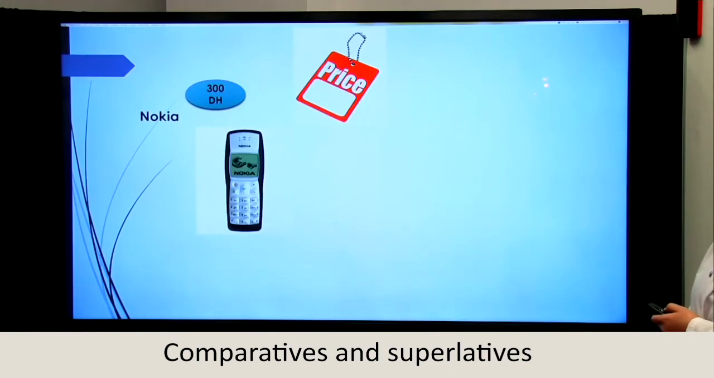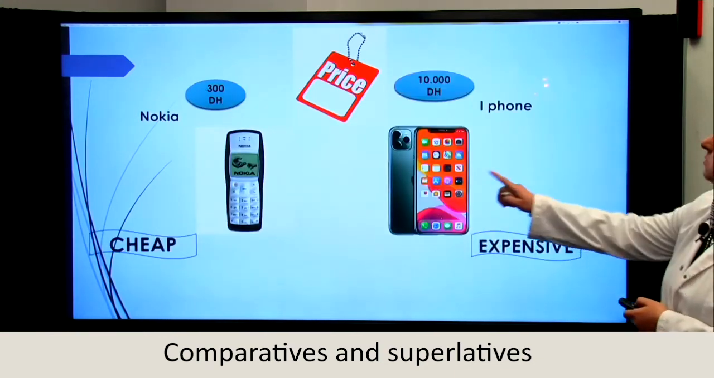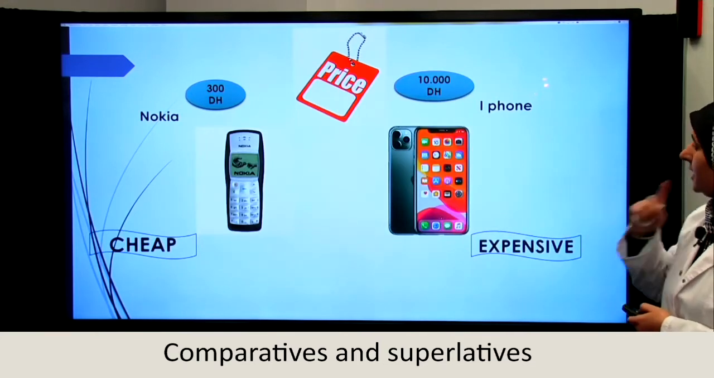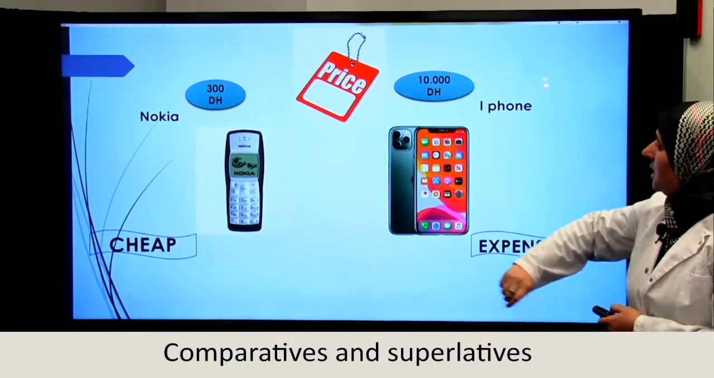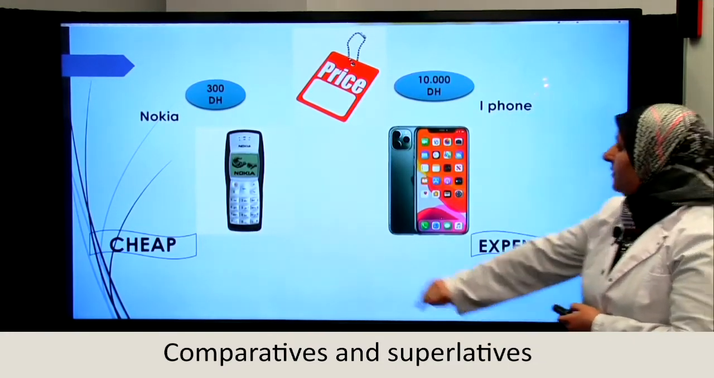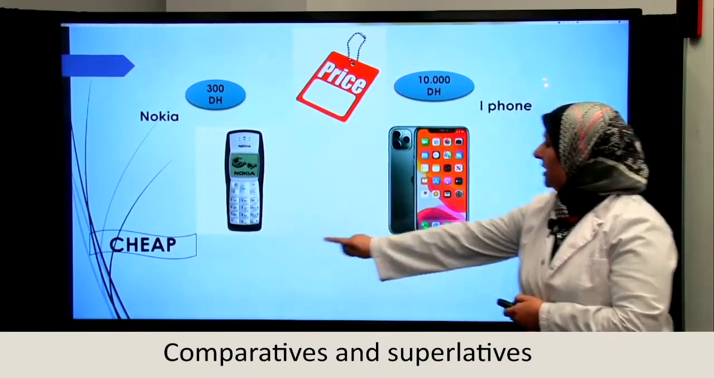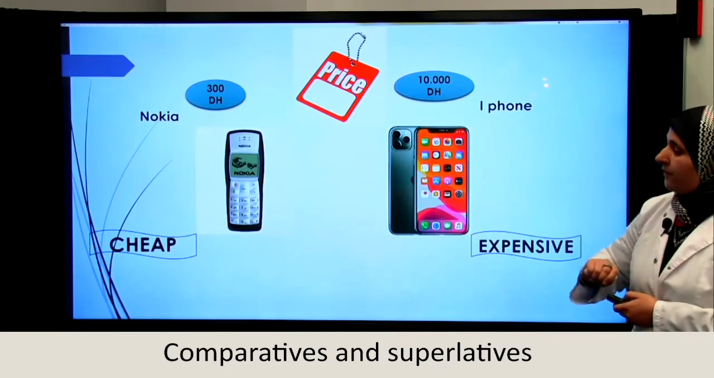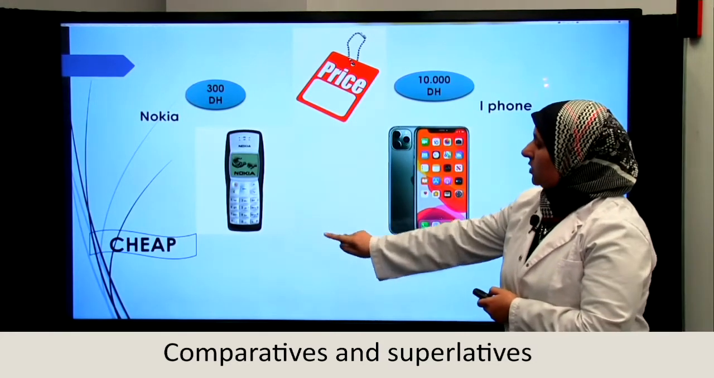We move to another example. Now we want to compare two mobile phones. We want to compare the price. So iPhone costs 10,000 dirhams and Nokia 300 dirhams. Of course, here we have expensive and cheap. If we want to use cheap, we will say Nokia is cheaper than iPhone. So cheap is a short adjective. So we have cheap plus ER, cheaper.